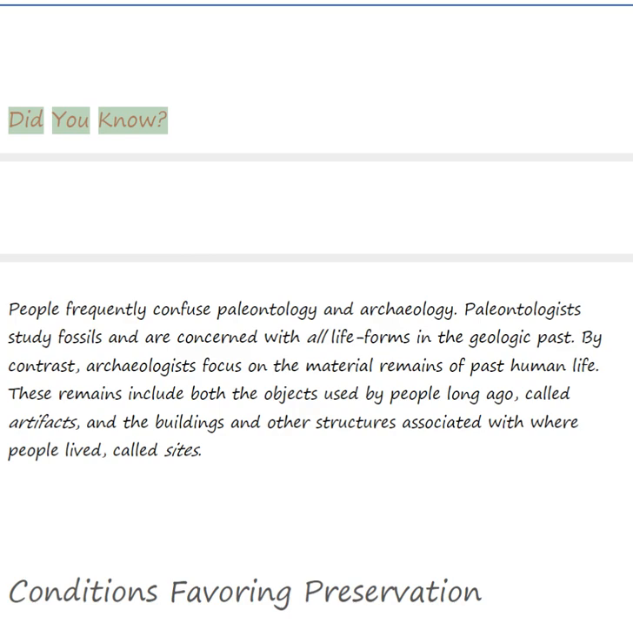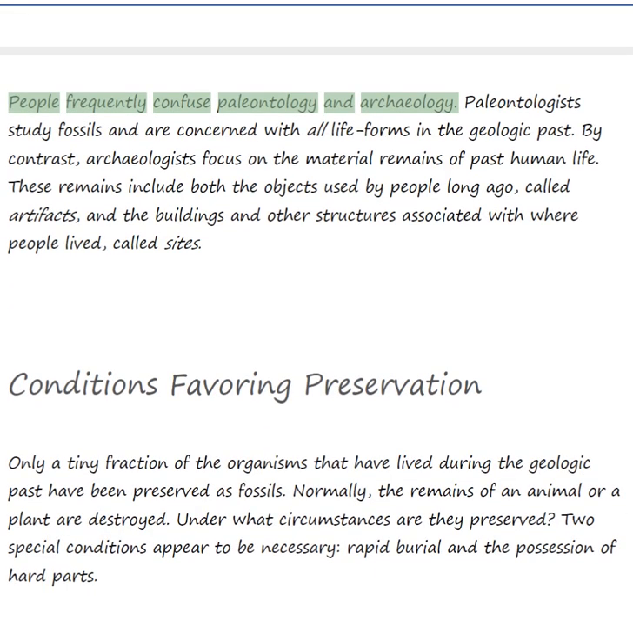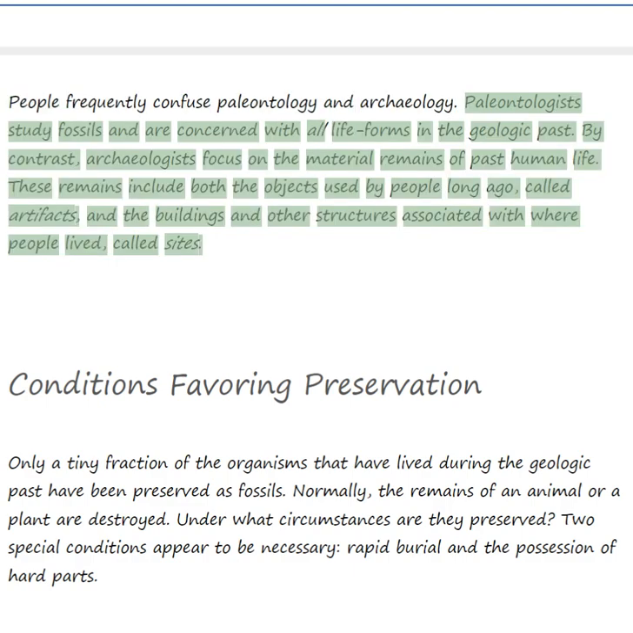Did you know? People frequently confuse paleontology and archaeology. Paleontologists study fossils and are concerned with all life forms in the geologic past. By contrast, archaeologists focus on the material remains of past human life. These remains include both the objects used by people long ago, called artifacts, and the buildings and other structures associated with where people lived, called sites.